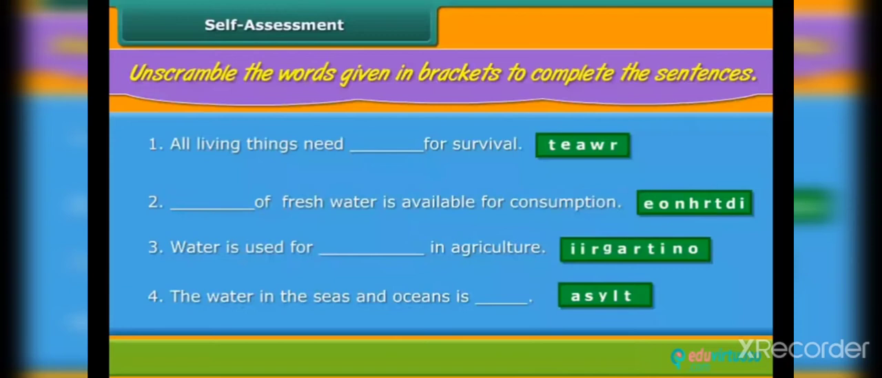It is time to check your understanding. Unscramble the words given in brackets to complete the sentences.